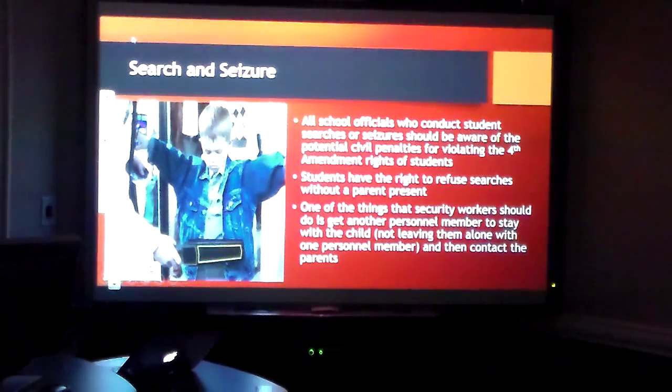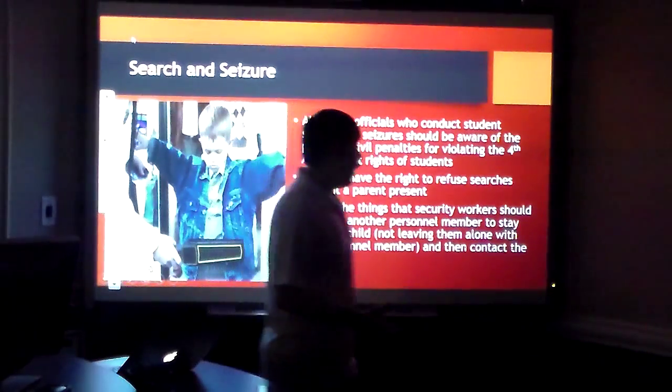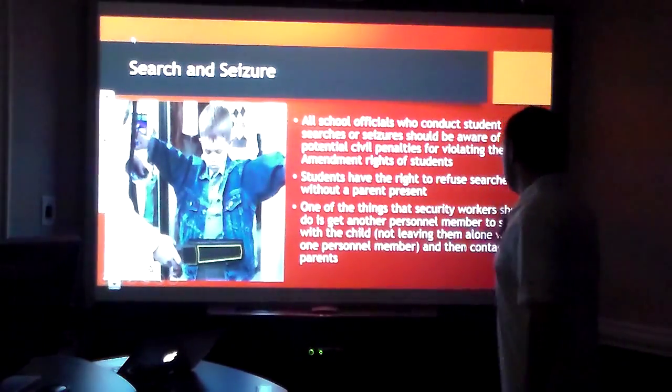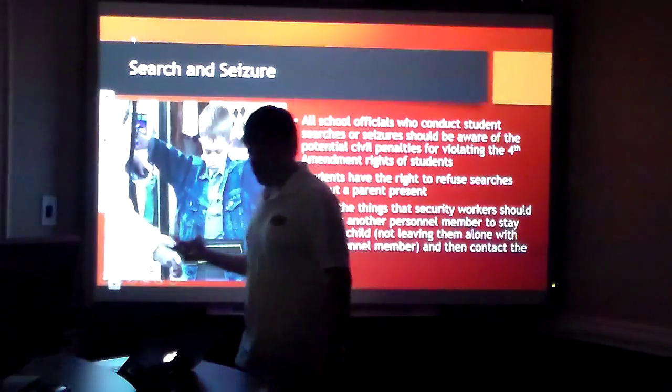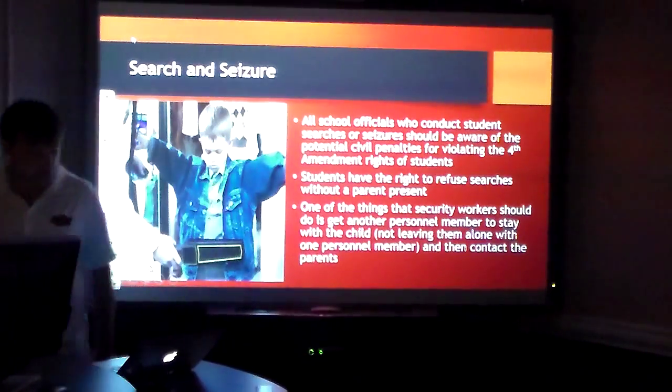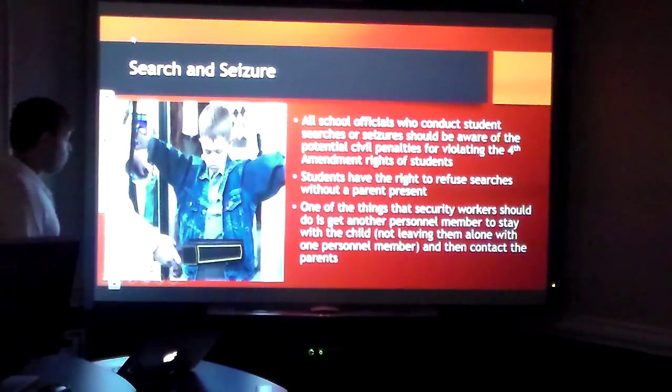Search and seizure. Anybody who conducts searches should be aware that they could potentially be violating the Fourth Amendment rights of students. Students can refuse a search without a parent present, and that's a legal consideration as well. And if you have a security guard that tries to search them, that's an easy way for the school district to lose a big lawsuit.